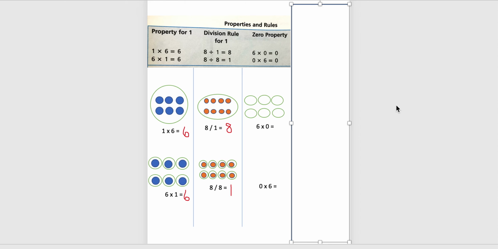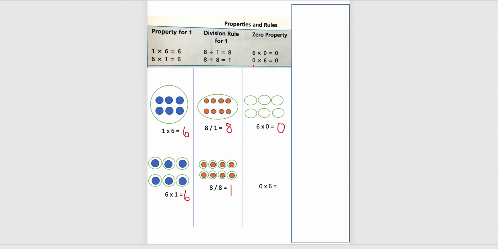So first of all, we have the zero property. When we multiply times 0, it is basically telling us that we are multiplying nothing. If we have 6 groups of 0, we're always going to get 0 because here the green is marking how many groups we have, but there's nothing in these groups, therefore meaning our answer will be 0.